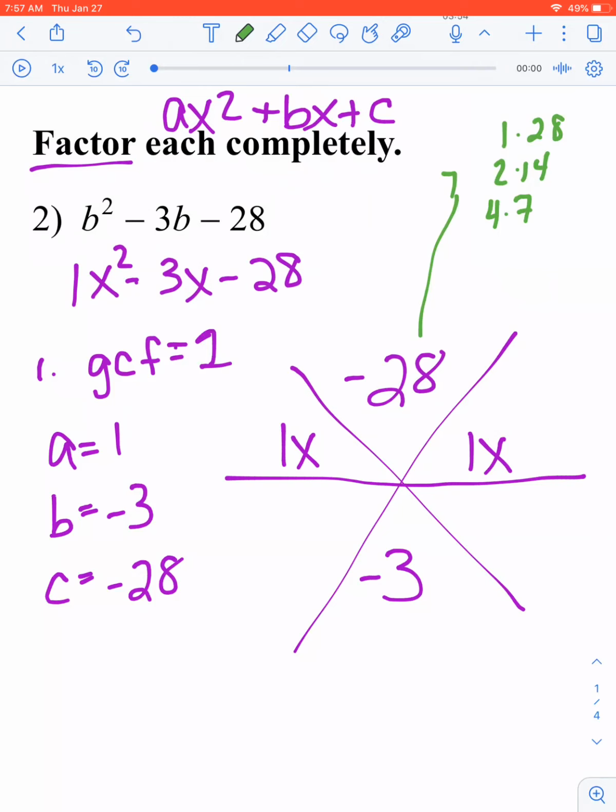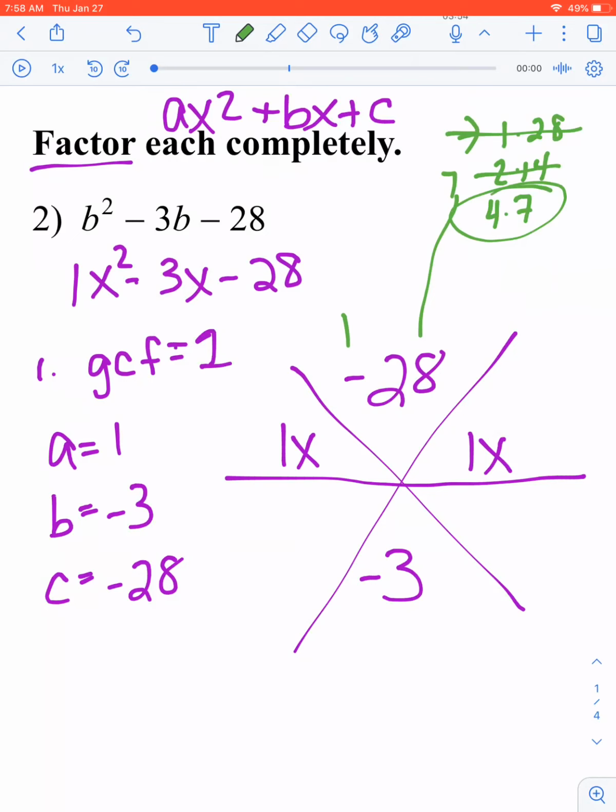If you're having trouble, let's add and subtract this. 28 plus 1 is 29. If I subtract 1, it's 27. Neither of those give me 3. 14 plus 2 is 16. 14 minus 2 is 12. So it's got to be this one.